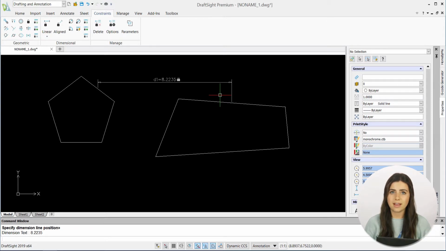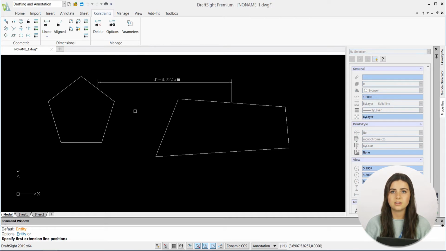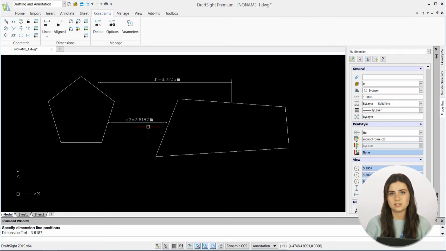Located under the same icon, the horizontal and vertical constraints do exactly what their name suggests. They define the horizontal or vertical dimensions between the selected midpoints or angles of your entities, and then preserve that horizontal or vertical distance apart.